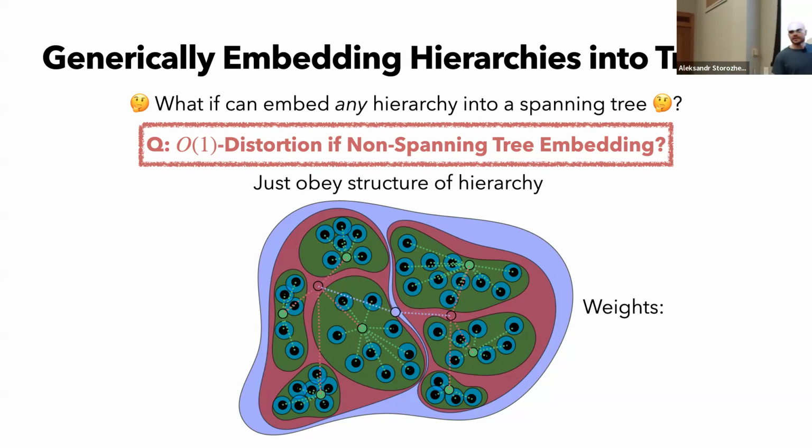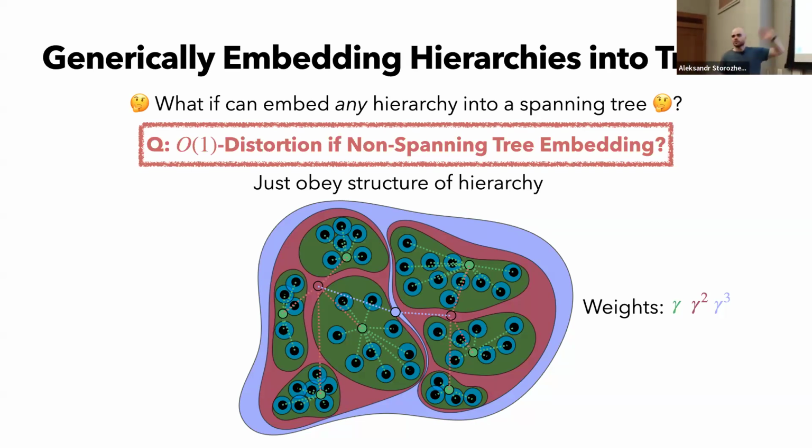Well, basically just set the green edges to have weight gamma, the red edges to have weight gamma squared, the purple edges to have weight gamma to the third, and so on. Now, what you'll find is that if you're trying to measure the distance between, say, these two vertices, in the hierarchy, their distance is like gamma, and in this tree, their distance is like 2 gamma. They have to go through here. Ditto for any other two vertices.